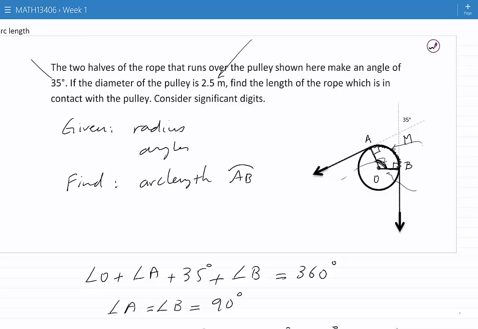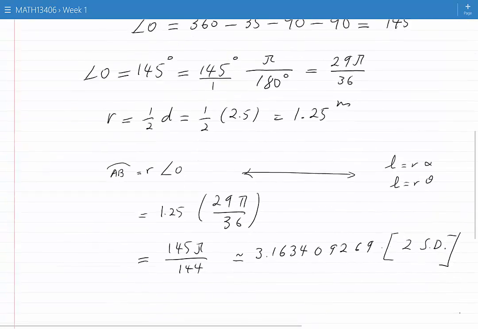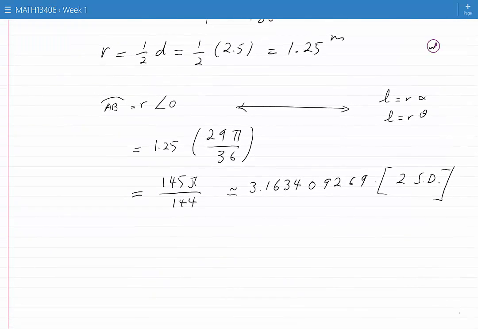One was 2.5 meters, which has 2 significant digits. The other one, 35 degrees, which has again 2 significant digits. The number pi has an infinite number of significant digits. The lowest number of significant digits in this problem is therefore 2. That's why we have 2 significant digits for our final answer. Therefore, this rounds up to 3.2 meters.